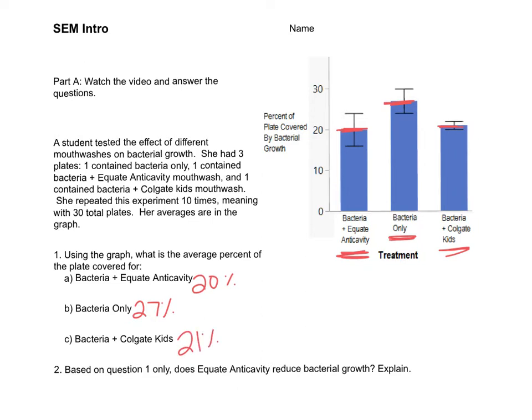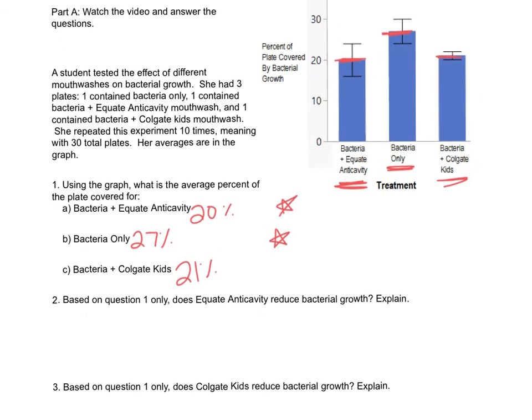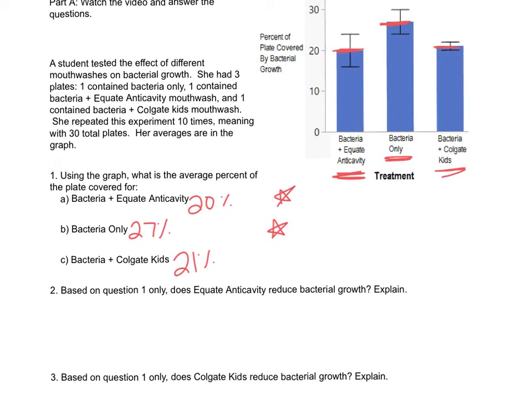Question 2, based on that information alone, does Equate anti-cavity reduce bacterial growth? Well, if I compare, that Equate plate had 20% growth, bacteria only had 27%. To me, that seems as though there is a decrease of 7%. So I'm going to put that as my answer for number 2. I'll spare you of watching me writing out that answer. So answer for 2 is yes. Based on the averages, the Equate plate was 7% less covered than the bacterial growth plate.